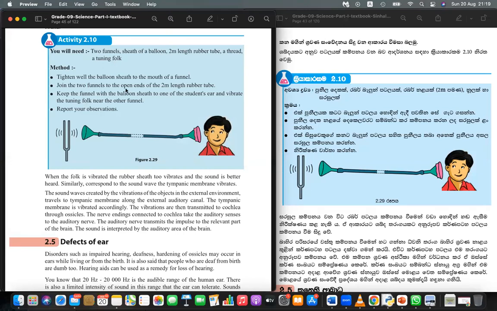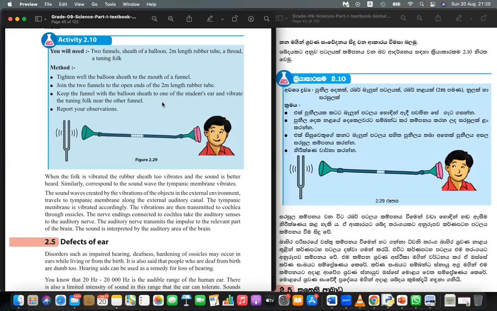Then you connect the 2 funnels using this rubber tube. You can use a plastic pipe also, but the thing is you have to connect smoothly without any gaps, so that no air leaks. Because if it is leaky, then this signal will not be properly transferred.